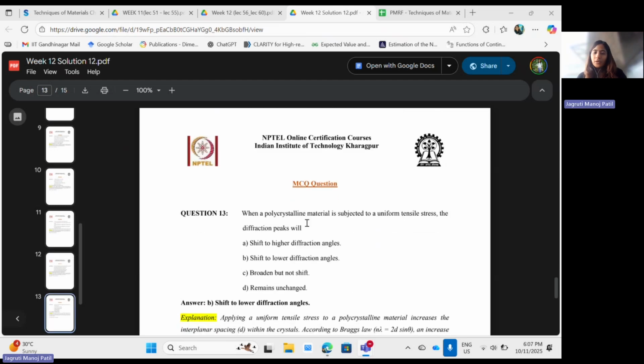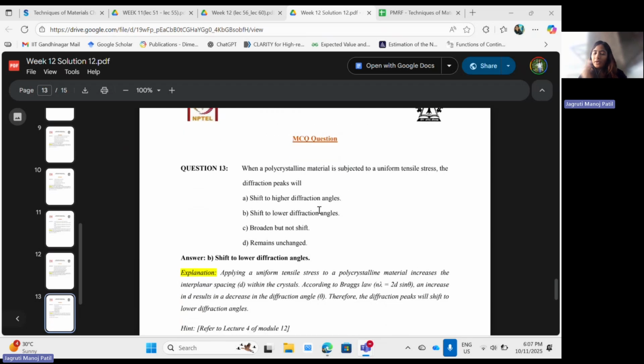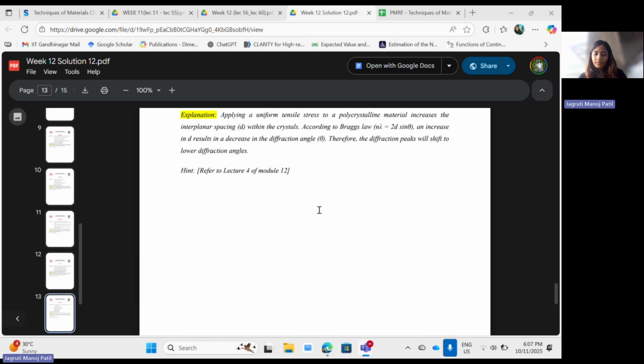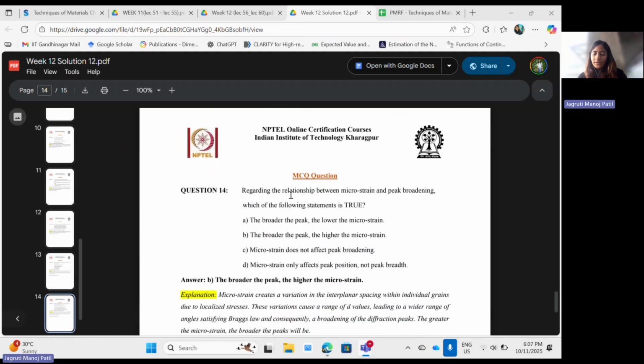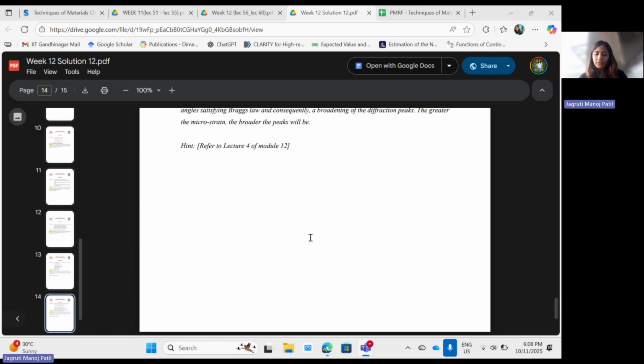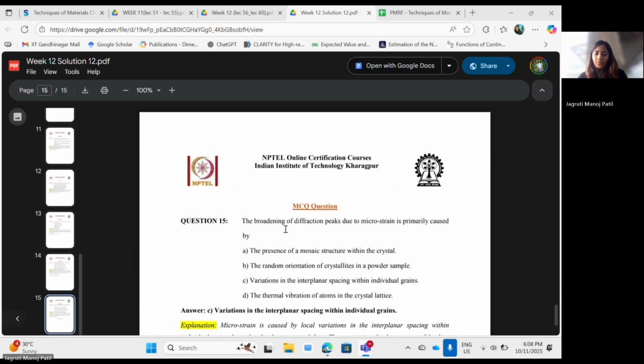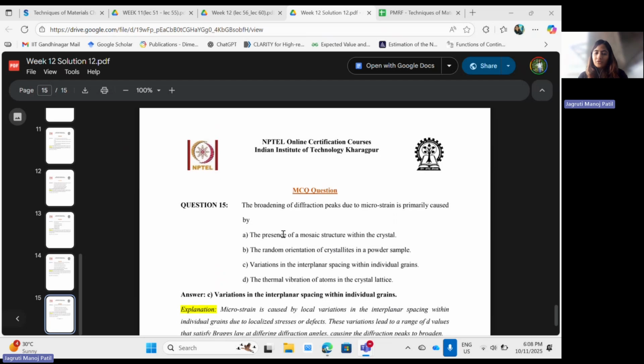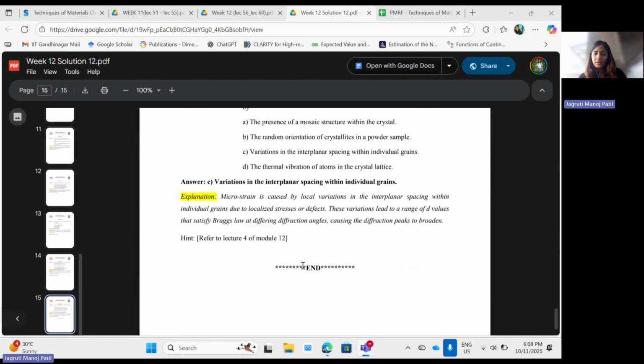When a polycrystalline material is subjected to a uniform tensile stress, the diffraction peaks will do what? They'll all shift to lower diffraction angles. Regarding the relationship between microstrain and peak broadening, which statements are true? The broader the peak, the more microstrain is applied. Broadening of diffraction peaks due to microstrain is primarily caused by variations in interplanar spacing within the individual grains.